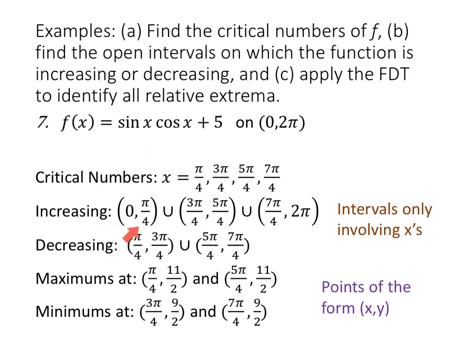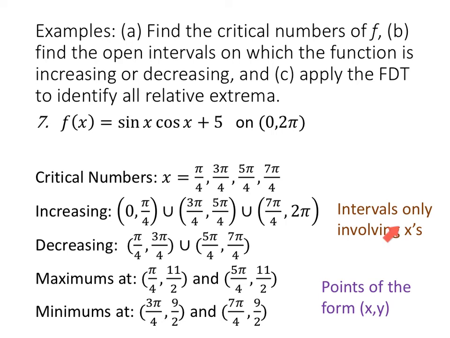So, apply the first derivative test. I know where I'm increasing, I know where I'm decreasing. At pi over 4, I switch from increase to decrease, so I have a maximum. Put pi over 4 in the original function, and we'll end up with 11/2 as our y value. At 3 pi over 4, I go from decreasing to increasing, so I have a minimum. At 5 pi over 4, a maximum, and at 7 pi over 4, a minimum.